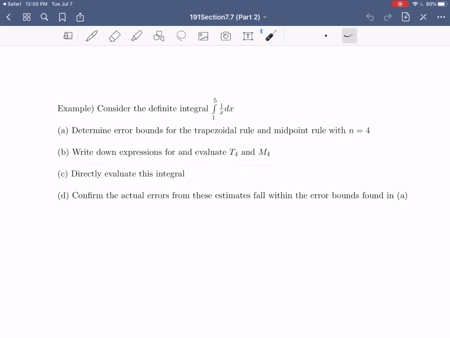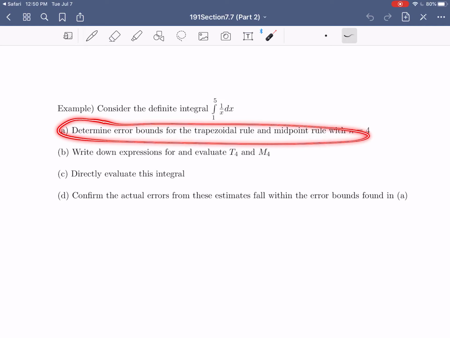Then we're going to write down and evaluate expressions for T4 and M4. So we're actually going to perform the approximations. Then we're going to directly evaluate this integral. Like I said, this is a very simple one, so we should be able to just directly evaluate it. And then in part D, we'll actually compare our evaluation in C to what we did in B, our approximations, and we'll actually see that the actual errors do fall within the error bounds.